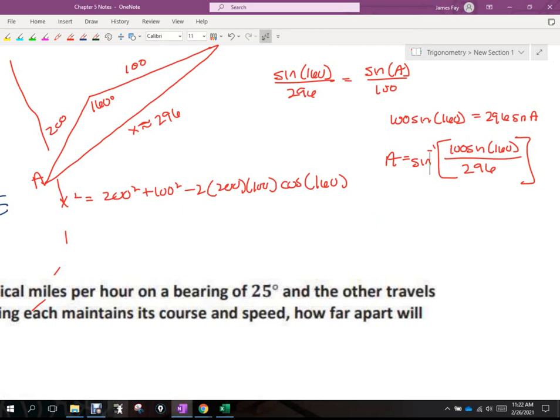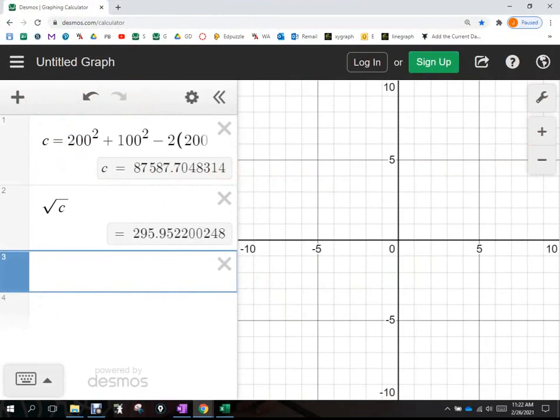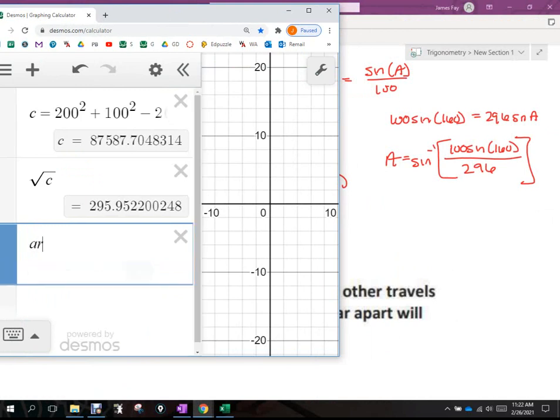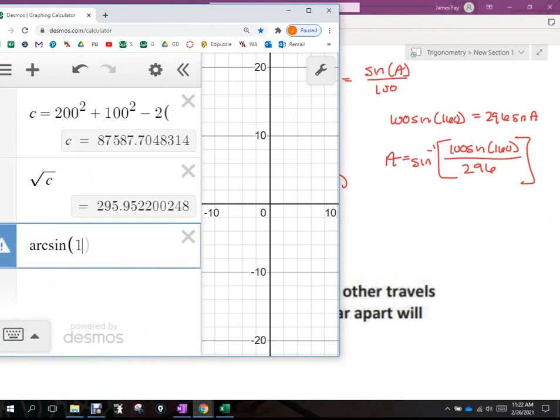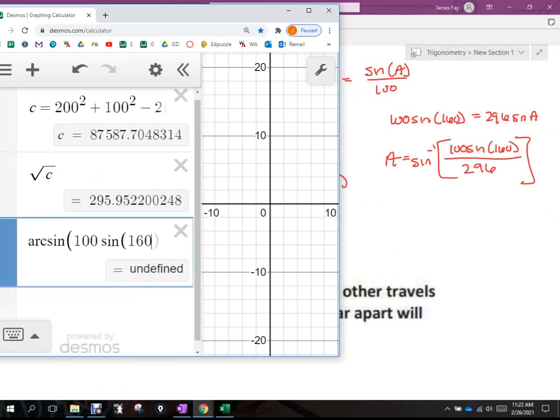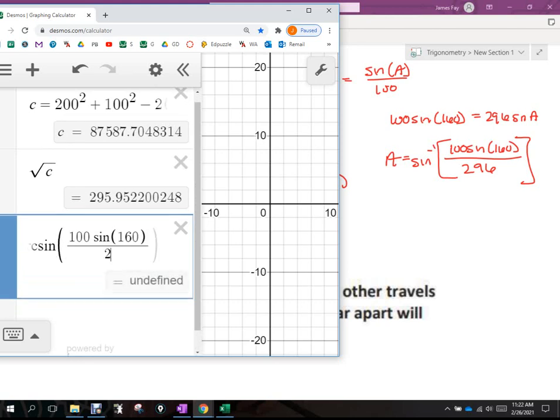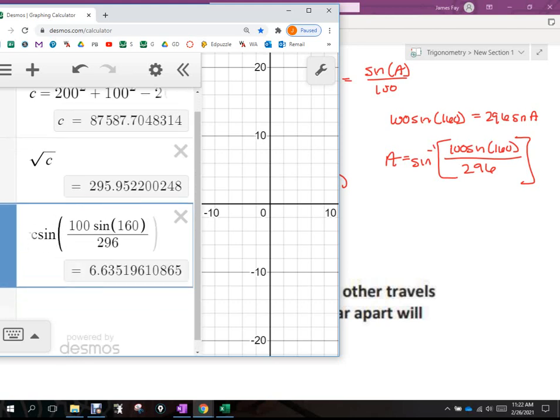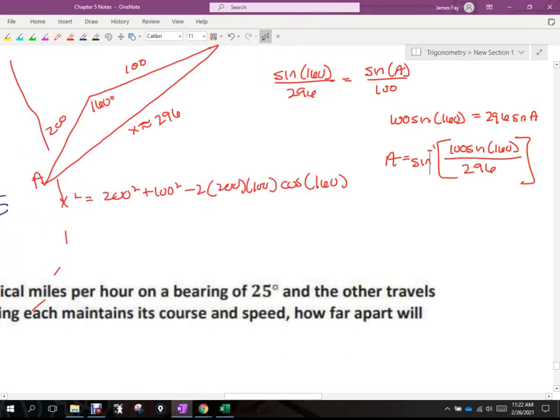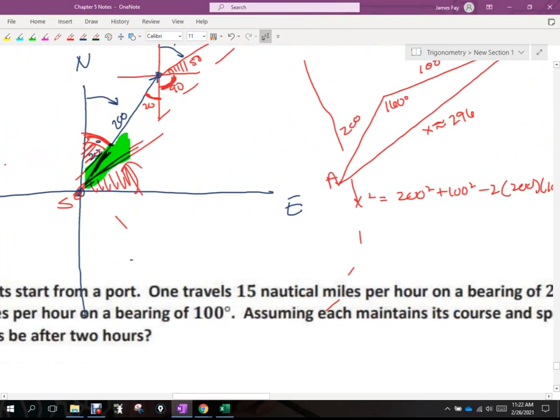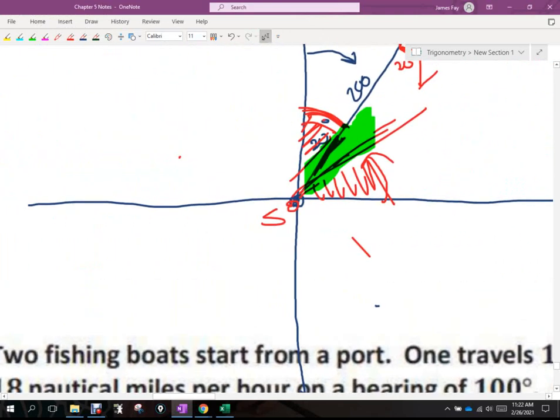Now let's go ahead and type that in. Arc sine of 100 sine of 160 divided by 296 gives 6.63 degrees. I'm just going to say 6.6 degrees. So that tells me that this angle right here is 6.6 degrees. Is that okay with everybody?